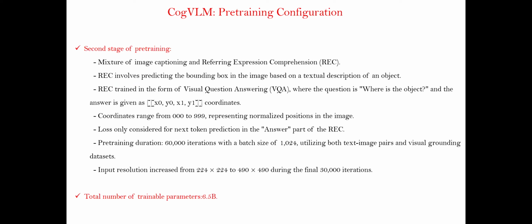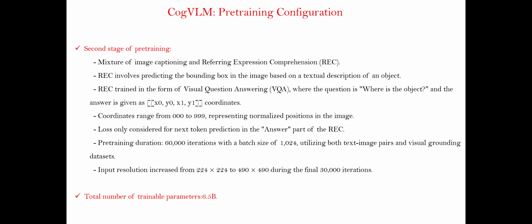Whereas in the second stage, the dataset is a mixture of both image captioning and referring expression comprehension, the REC dataset. REC is a task to predict a bounding box in the image given a text description of an object. It is trained in the form of a visual question answering dataset. So there are two things: the question, where is the object, and the answer should be in the format of a bounding box.